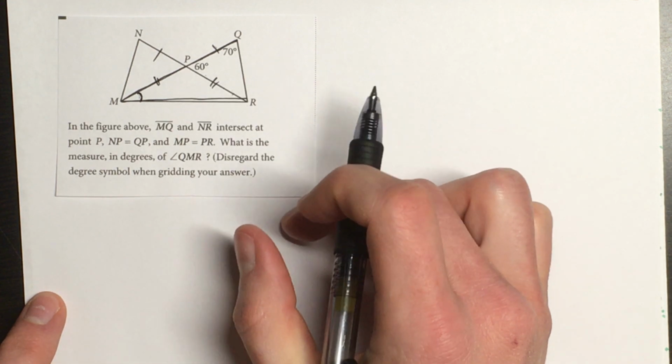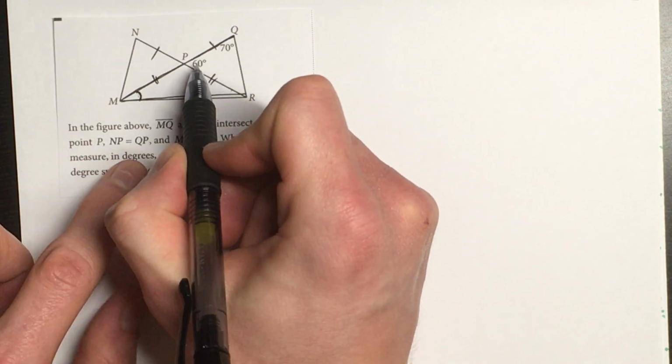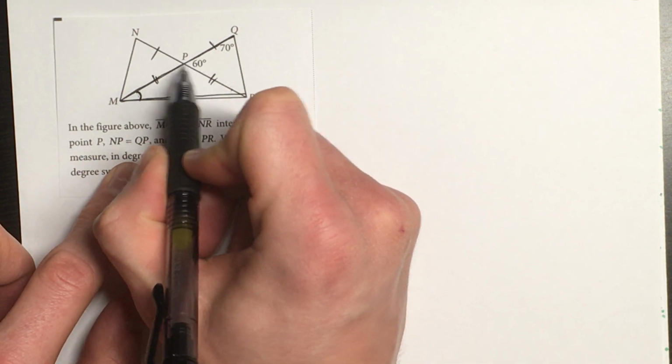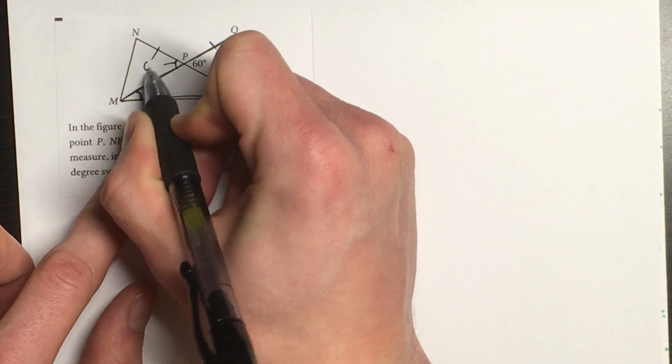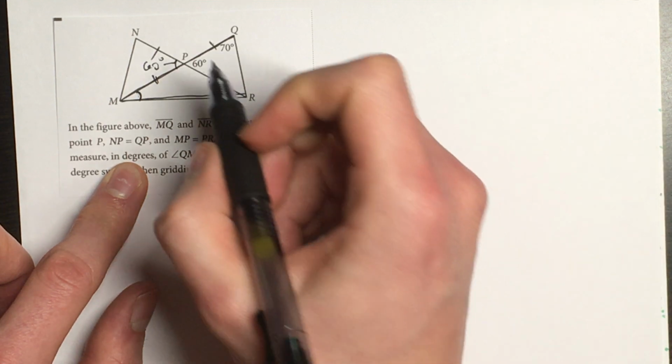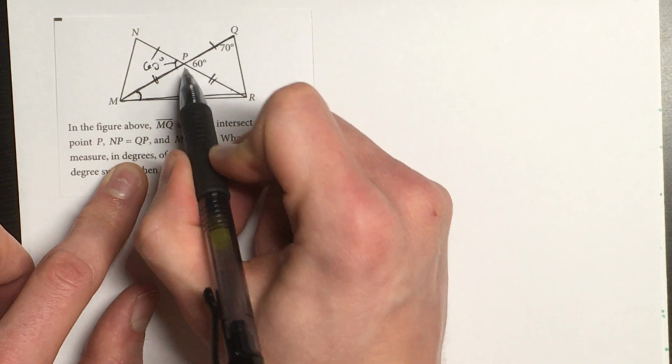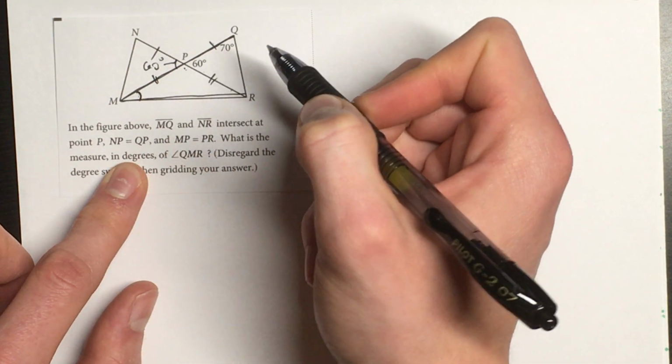Well, first thing I see that's sort of easy to jot down is I see that we have these two opposite angles, and opposite angles are congruent. So that means this right here is equal to 60. And what's interesting is that now we can figure out these two, right? I can figure out this angle, basically.